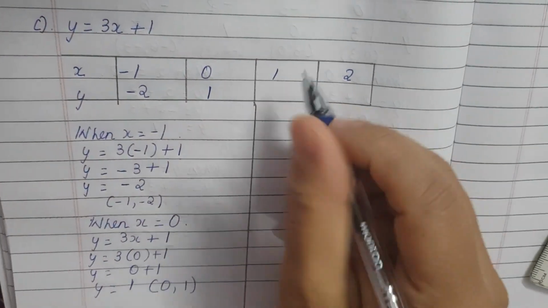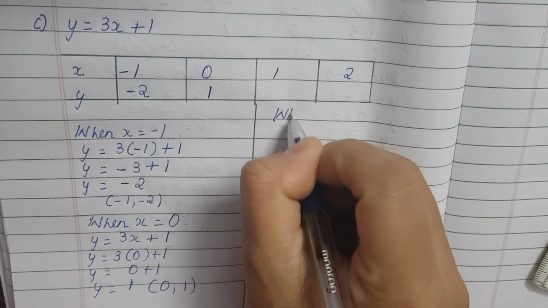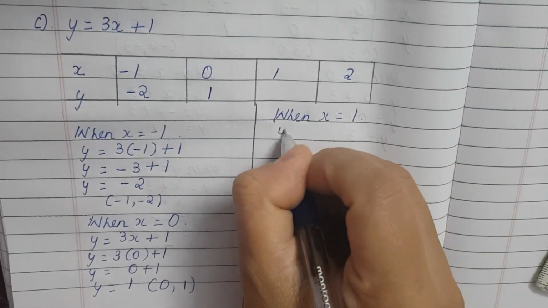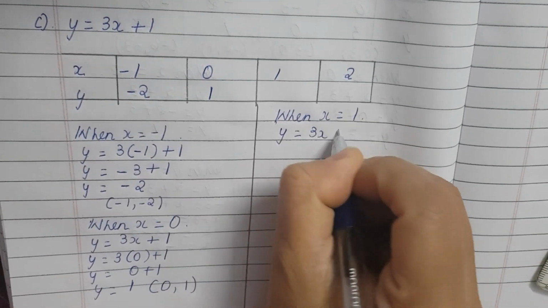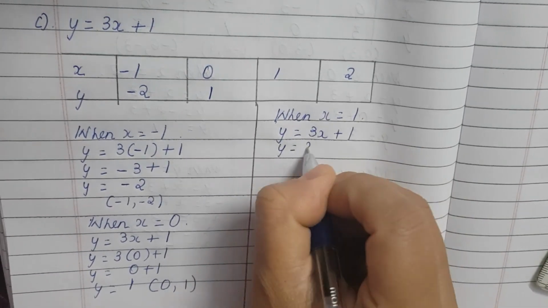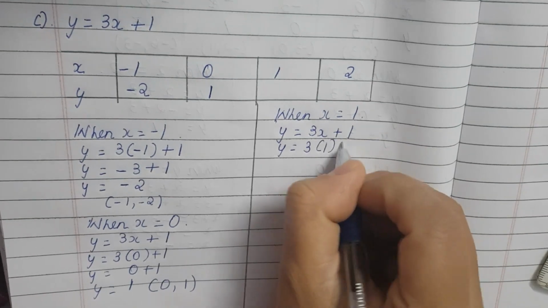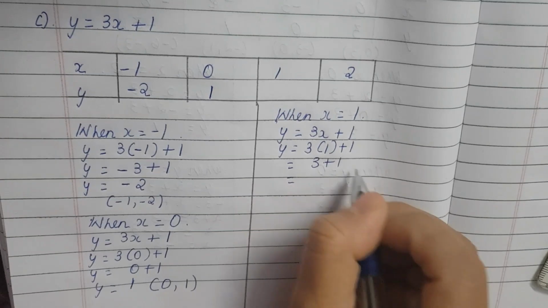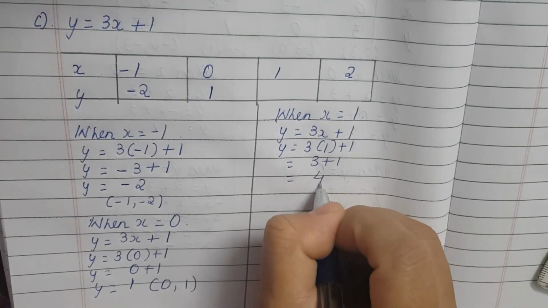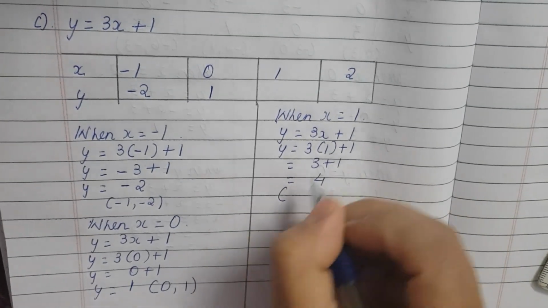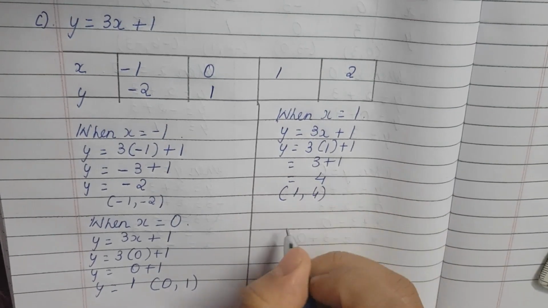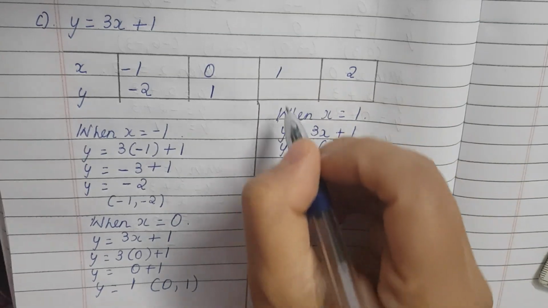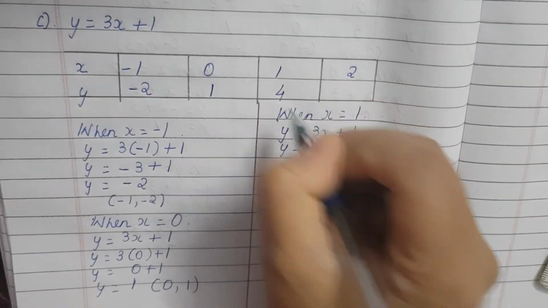Next, when x is 1, when x is equal to 1. So the equation is y is equal to 3x plus 1. So y is equal to 3 into, in place of x we have to substitute 1, plus 1. So 3 into 1 is 3 plus 1. So both are plus signs. So we can add both: 4. So when x is 1, y is 4 is the point to be plotted.